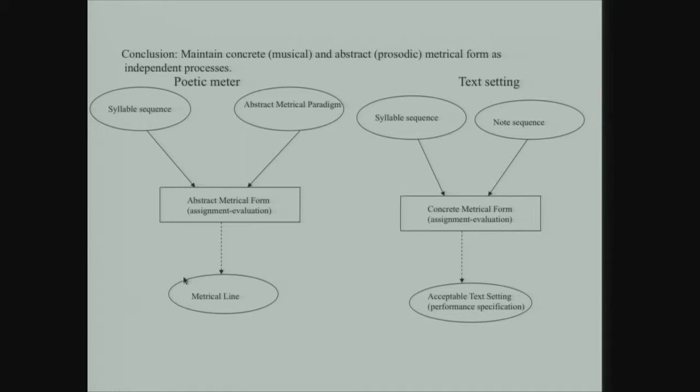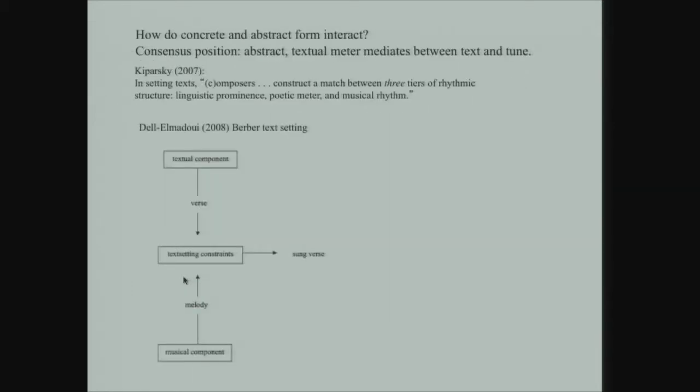These are just the same diagrams copied from previously. You have the poetic meter and text setting on the left, and you have text setting on the right. Here is one idea of how they might work together.